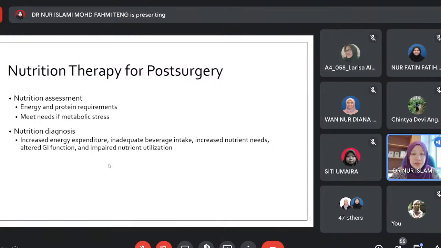So the improvement of the nutritional status and also the functional status recovery, including the quality of life, are the most important nutritional goals in the post-operative period. Okay, so the nutrition diagnosis during post-surgery can include increased energy expenditure, inadequate oral intake, increased nutrient needs, altered GI function, and also impaired nutrient utilization.